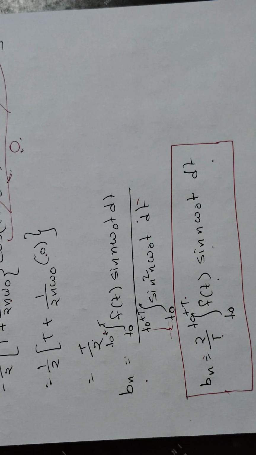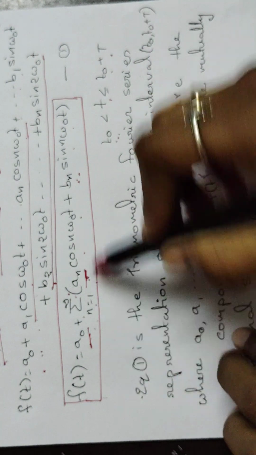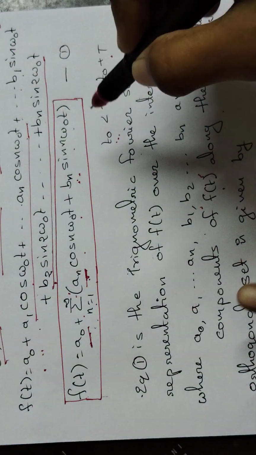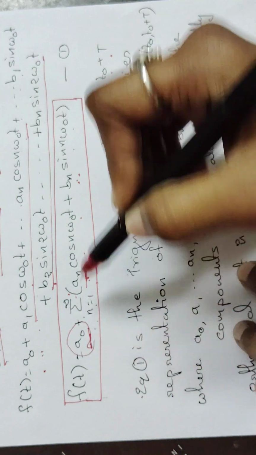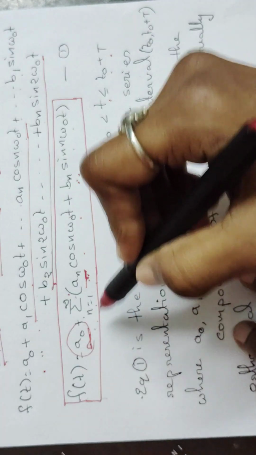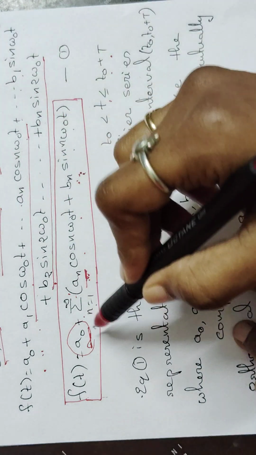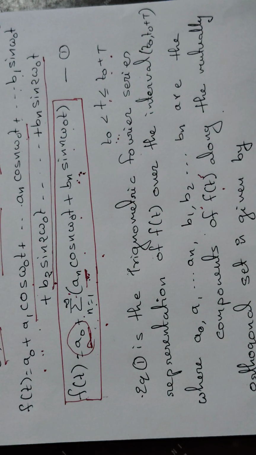Now if you find out the trigonometric Fourier series, this is the trigonometric Fourier series equation. If you want to find this Fourier series, we have to find the a naught value, an value and bn value. Based on these three values, you have to substitute here. We are getting the complete trigonometric Fourier series.